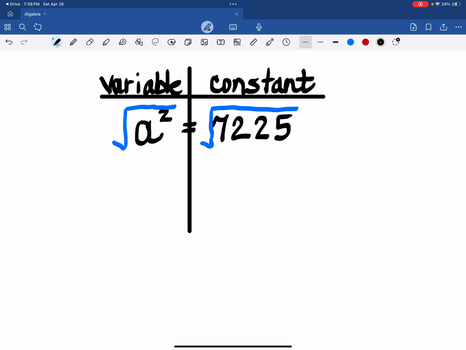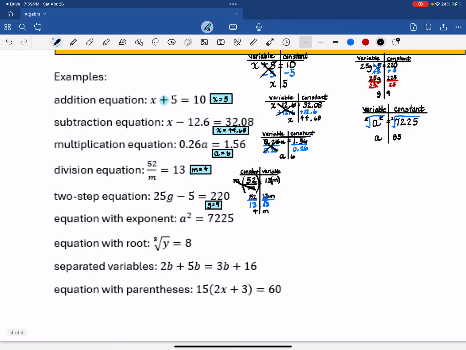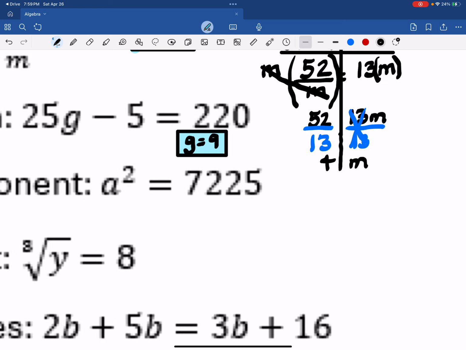So when I take the square root over here, you don't see it, but there's a 2 there. Square root. So those 2's are canceling each other. There's a 2 there as well. So that leaves me with a. And on this side, I need to know the square root of 7225. And go ahead and use your calculator. I did. And I got 85. So the answer to this one, a is positive or negative 85.